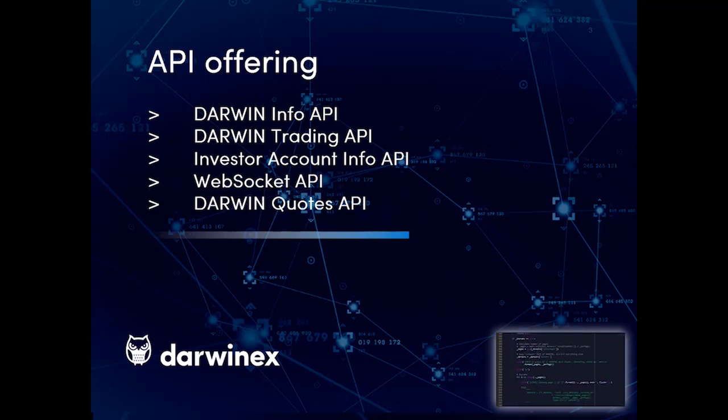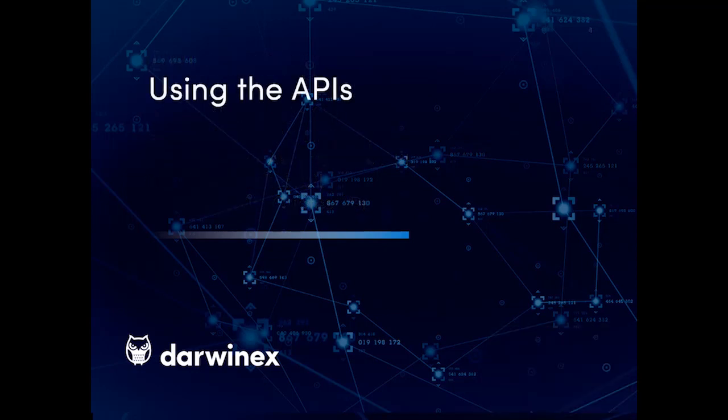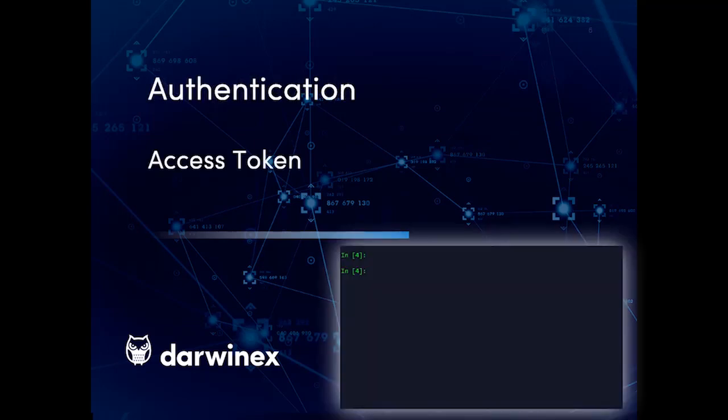The WebSockets API provides you the ability to subscribe to a WebSocket whereby all product quote updates can be retrieved in real time by subscribed applications. And finally, the Darwin Quotes API that allows you to stream Darwin quote data directly into your application in real time. To use any of the available DarwinX APIs, clients must first obtain a valid access token.